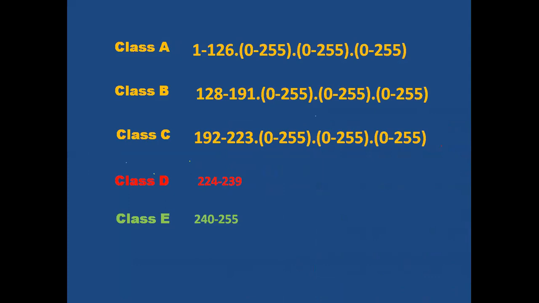Now see here. See, there are 5 classes in IP address, like class A, class B, class C, class D, and class E. The range from 1 to 126 is class A, 128 to 191 is class B, 192 to 223 is class C, 224 to 239 is class D, and from 240 to 255 is class E. So now we have 5 classes in IP address.